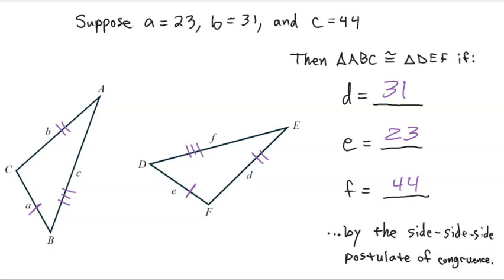And so now, since the three sides of ABC are 23, 31, and 44, then if the three sides of DEF are also 23, 31, and 44, then by the side postulate of congruence, we can say that triangle ABC is congruent to triangle DEF. Let's do one more example.